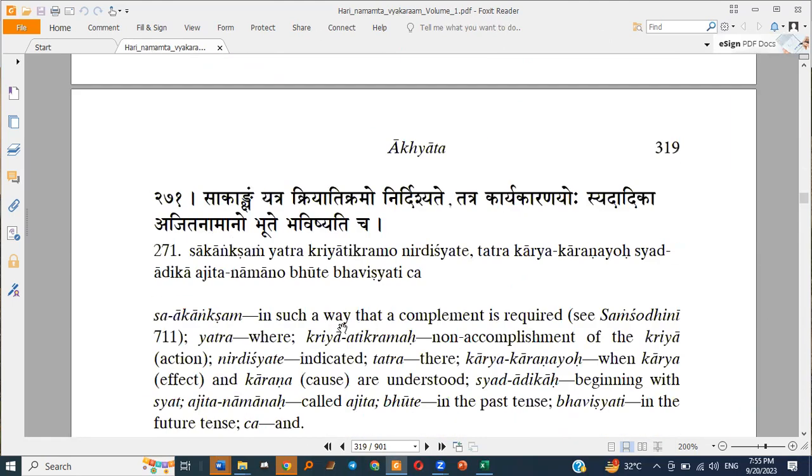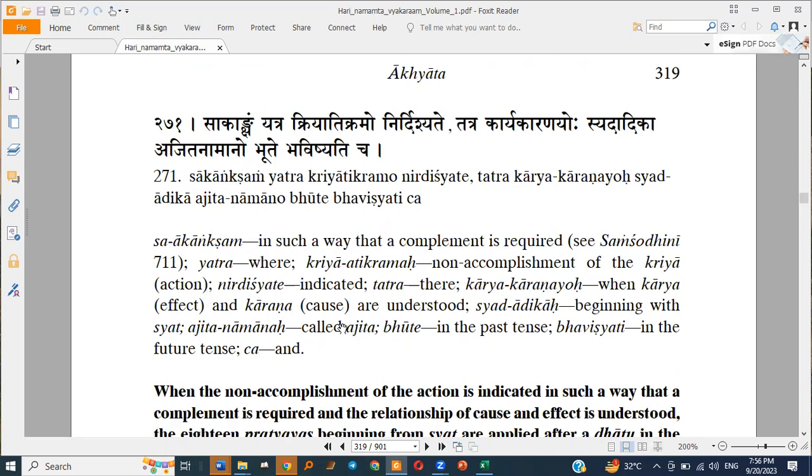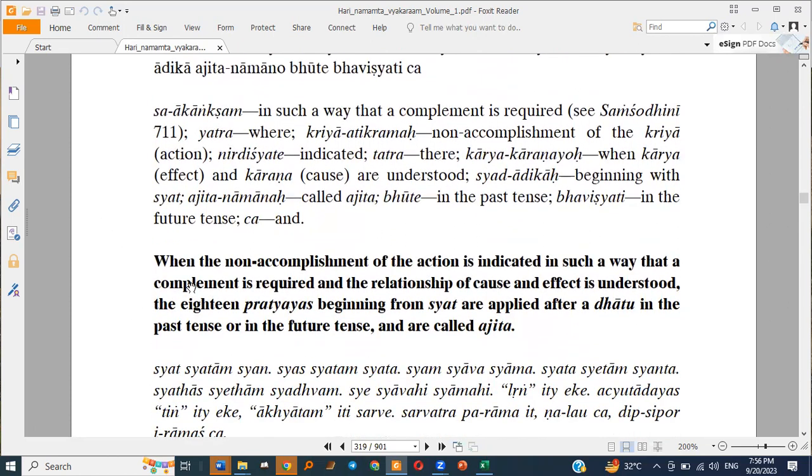And the last one is Sakangsham Yatra Priyati Pramo Nirdishyate Tatra Karya Karanayo Syadadika Ajita Namano Bhute Drishyati Cha. When the non-accomplishment of the action is indicated in such a way that a complement is required, and the relationship of cause and effect is understood, the 18 pratyas beginning from Syat are applied after dhatu in the past tense or in the future tense and are called Ajit. Okay. These pratyas are called Ajit and they can be used past or future.